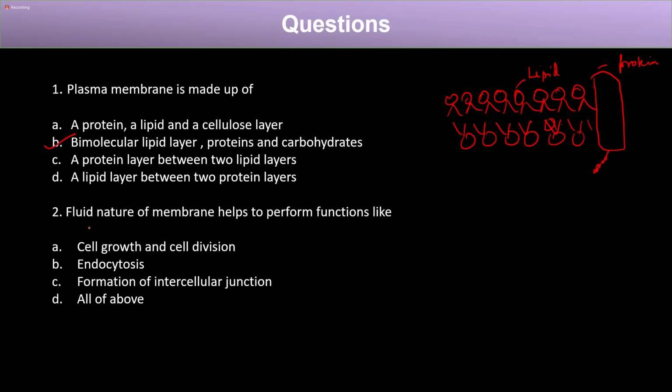Now, the second question is, the fluid nature of the membrane helps to perform functions like, so we just saw what kind of functions it can perform. It can perform cell growth and cell division, right? It can perform endocytosis, which is a form of bulk transport. And it also helps in the formation of intercellular junctions. So the correct answer will be all of the above. Okay, so we have understood the plasma membrane. Now the next thing we will discuss is the second component of a cell, that is the cell wall.